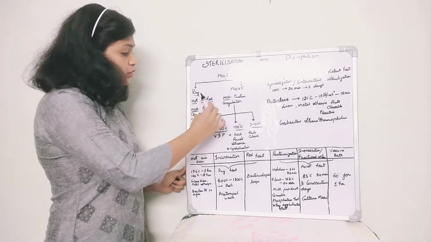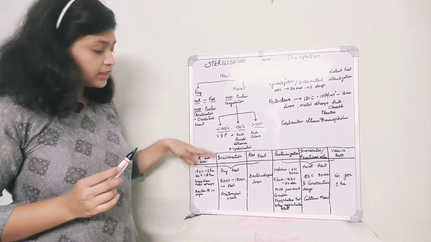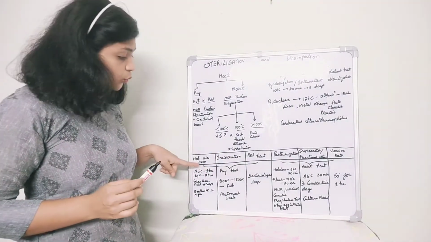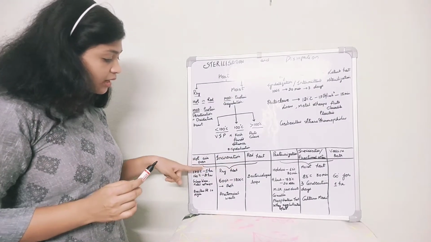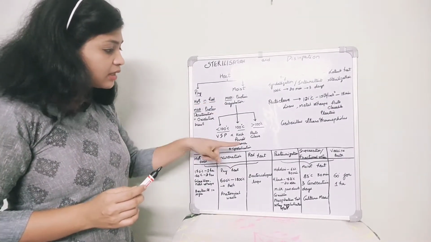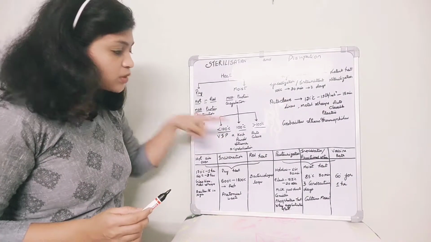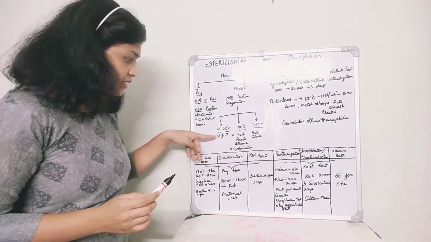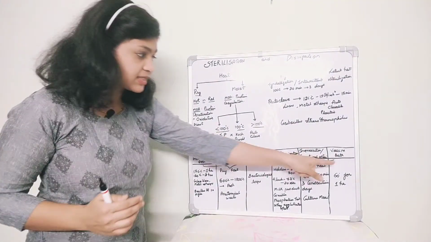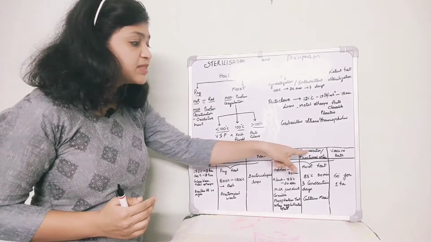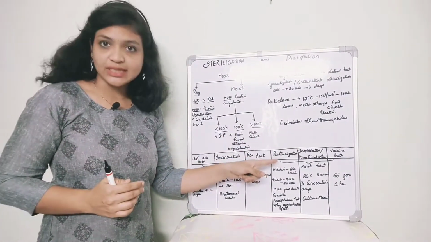So coming to the first one. In dry heat, as I said, hot in red, that is hot air oven, incineration and red heat. These three are under dry heat, and in these three we are discussing just those processes which are done at less than 100 degrees Celsius, and we can remember them as VIP. V means vaccine bath, I means inspissation or fractional sterilization, and P means pasteurization.